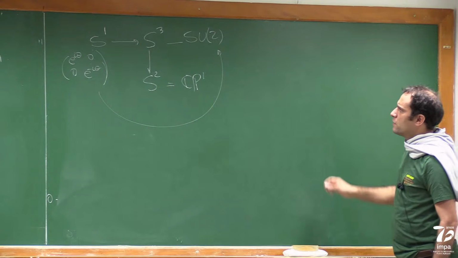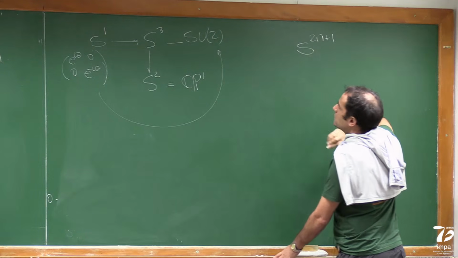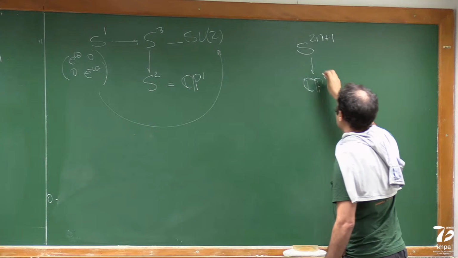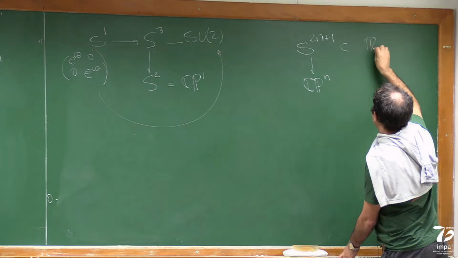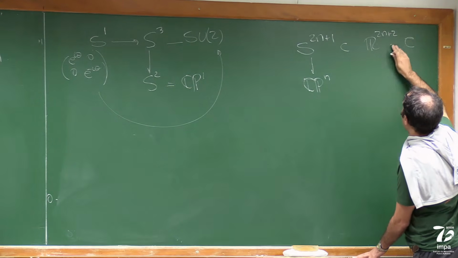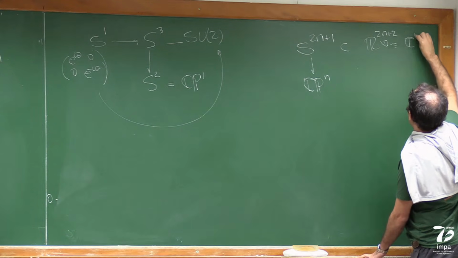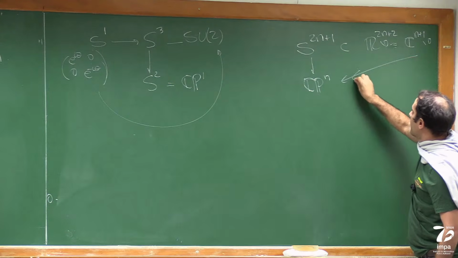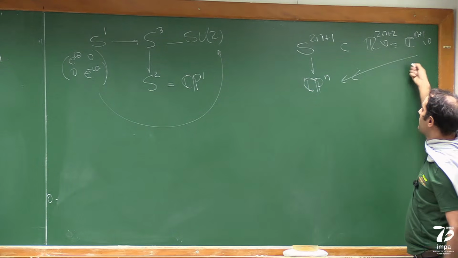In general, you have the following fibration: S^(2n+1) maps to CP^n. And this is because this guy here is a sphere inside of R^(2n+2), which is the same thing as C^(n+1) minus 0. And this guy is a quotient of that. These are just lines inside of here. Okay, so this is a surjective map.